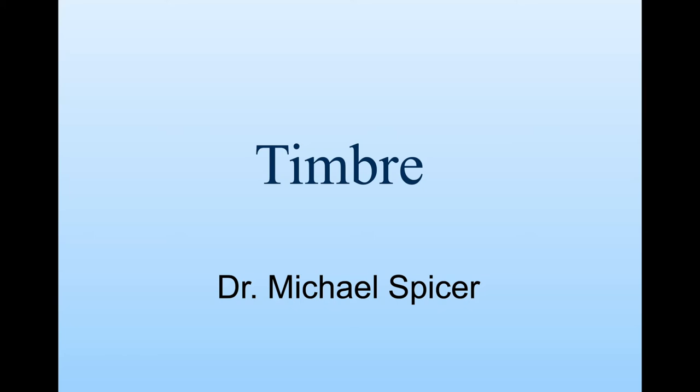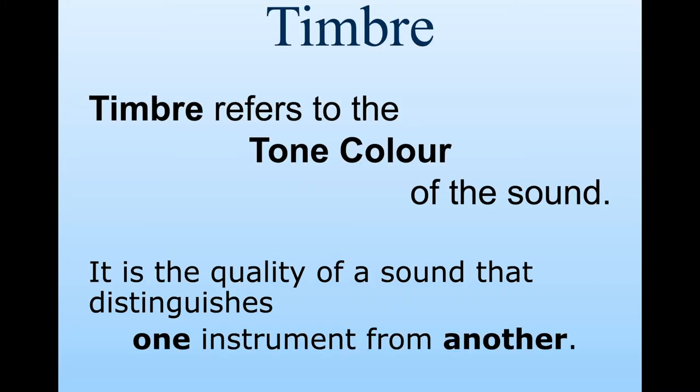In this video, we're going to talk about the idea of timbre. When we're talking about timbre, we're talking about the tone colour of the sound. This is the thing that makes a violin sound like a violin as opposed to a flute, or a clarinet sound like a clarinet instead of a trumpet, or a drum not sounding like an electric guitar. So this is the basic quality of a sound that distinguishes one sound from another.